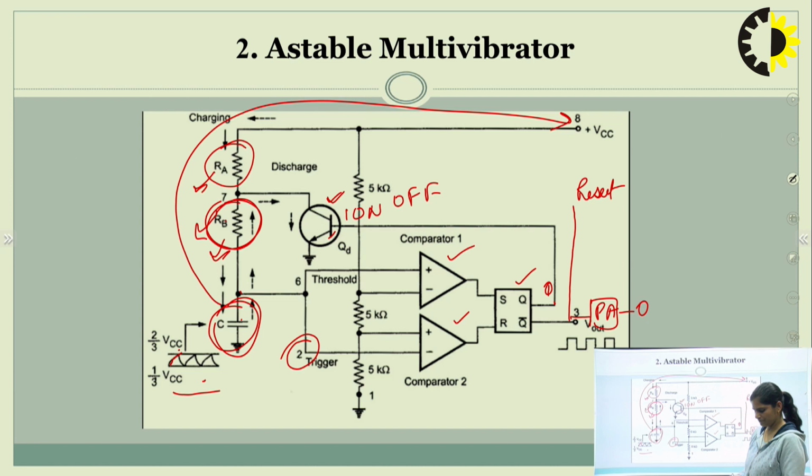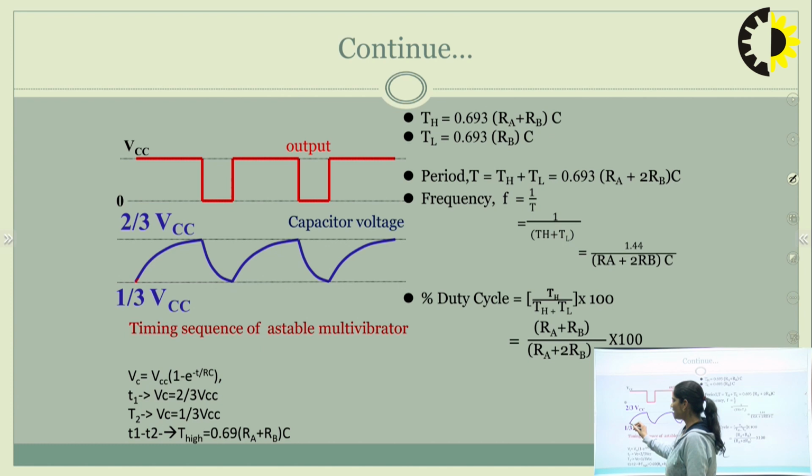So here when your charging will start, means the capacitor will start charging, from 1/3 VCC to 2/3 VCC, and your output is high. When your capacitor will discharge from 2/3 VCC to 1/3 VCC, your output is low. So this is the waveform of this astable multivibrator.